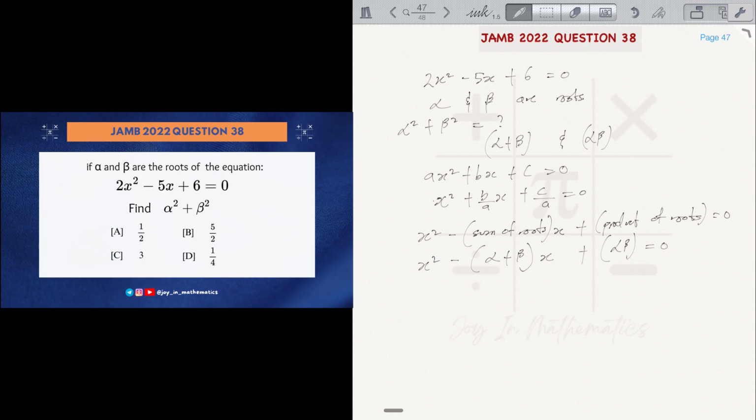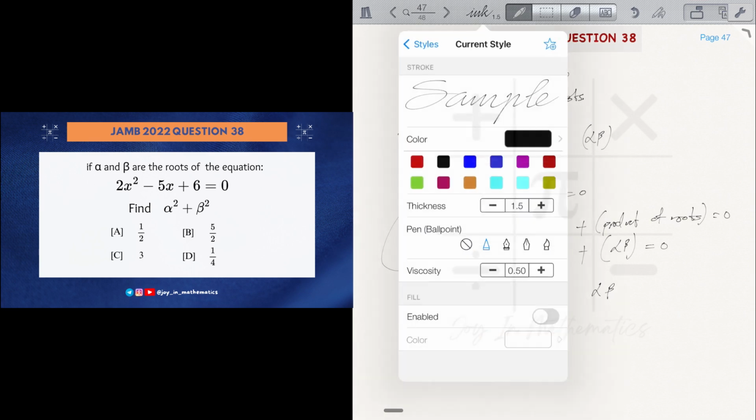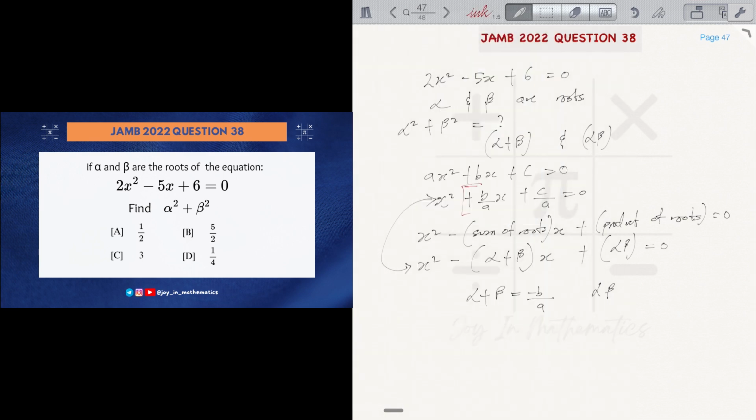So if you compare these two equations together now, we can say that alpha plus beta is equal to minus b over a, and alpha beta, which is this, is equal to c over a.